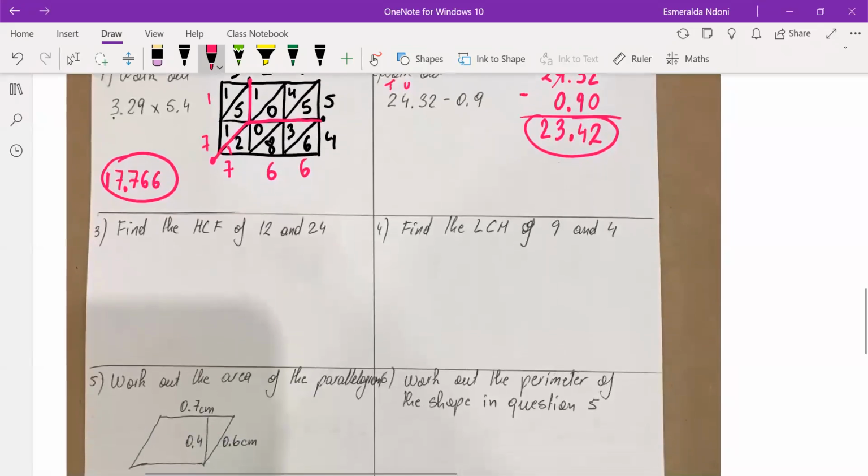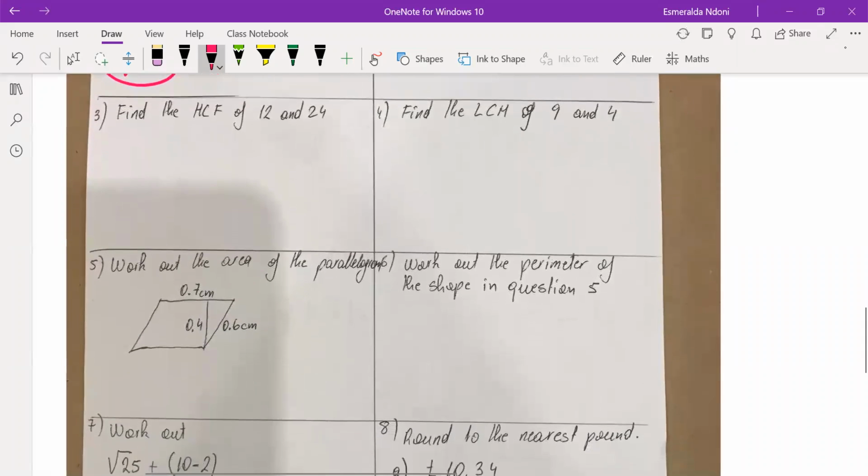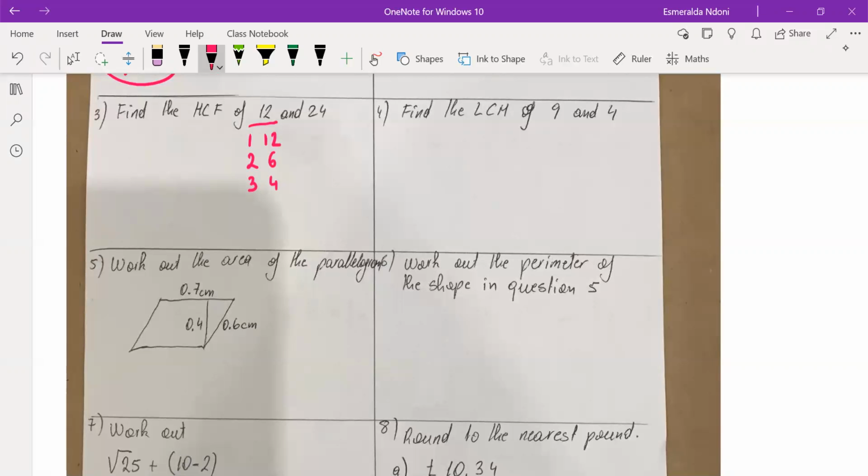Okay, moving on to question number 3. Find the HCF of 12 and 24. We know the HCF stands for highest common factor. So let's find the factors of 12. Factors go always in pairs, and you always start with 1. 1 and 12, 2 and 6, check the 3. Does it go into 12? Yes, it does, with 4. 5 doesn't, 6 I already have. These are the factors of 12.